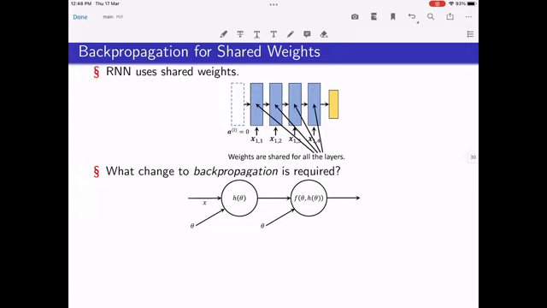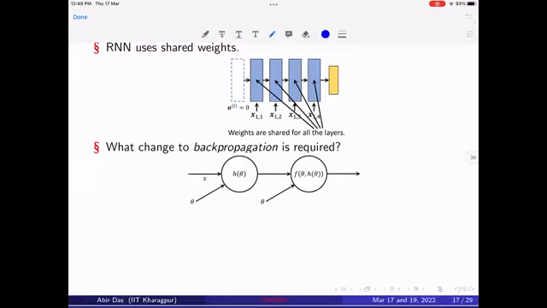Okay, so what change to backpropagation is required? This is again the graphical representation for a two-step RNN, only these two steps. So what is the first step doing?